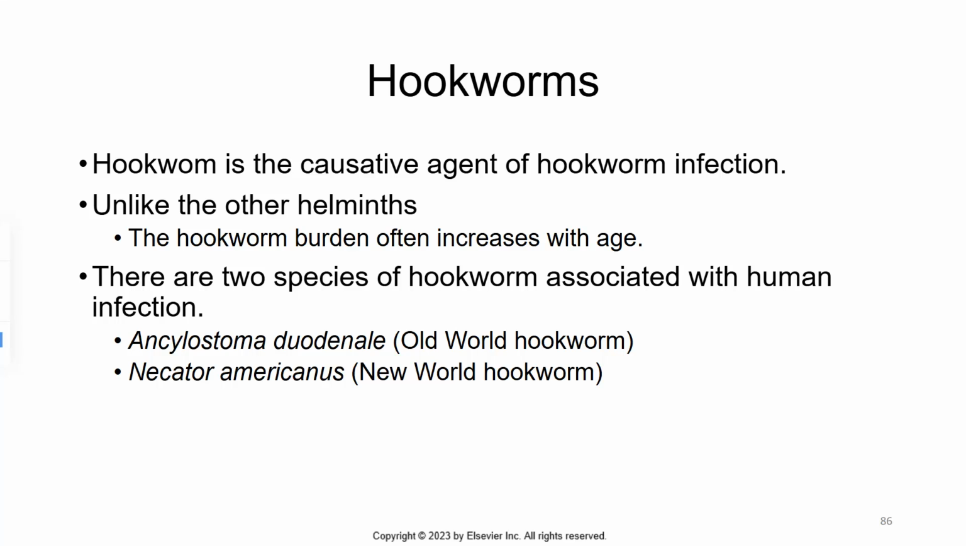It's the causative agent of hookworm infection. Unlike other helminths, the hookworm burden often increases with age. There are two main species of hookworm associated with human infection: Ancylostoma duodenale, which is the Old World hookworm, and Necator americanus, which is the New World hookworm.